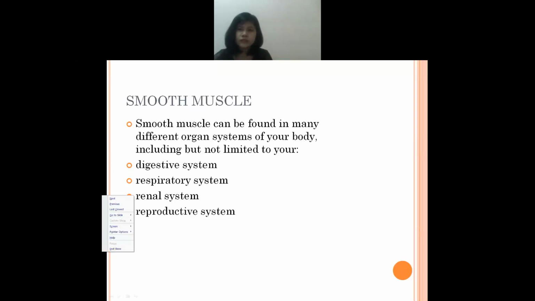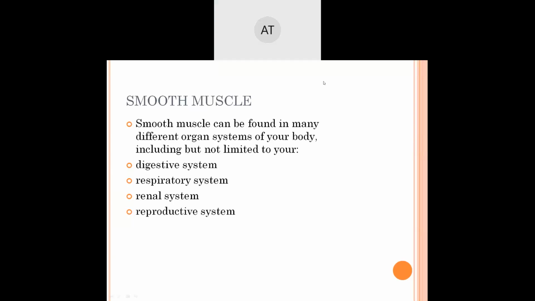Understand? Yes, ma'am. Okay, so is smooth muscle voluntary or involuntary? Involuntary. Involuntary means you cannot control it. Only the brain can control it, no? Isn't it? Yes. Okay.